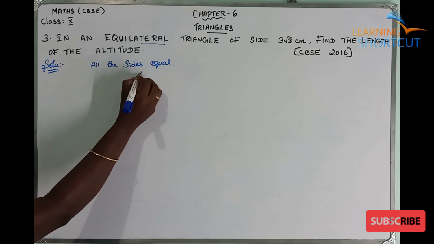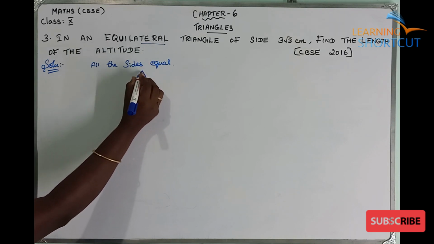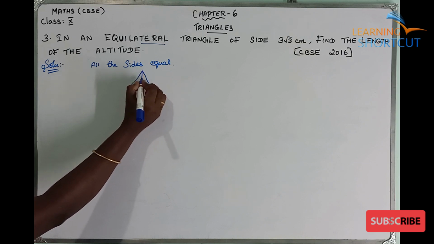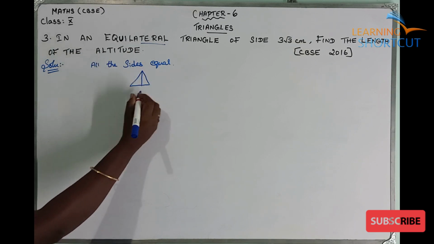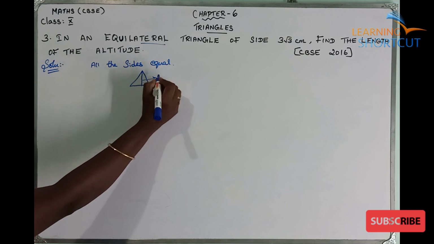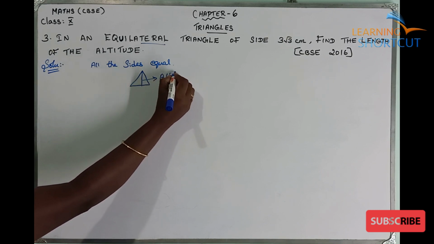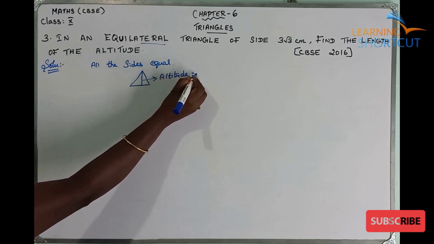So we can write a triangle which has all the sides equal, and they have asked us to find the length of the altitude. What is this? This is your altitude. Okay. So we can write that altitude as L also.